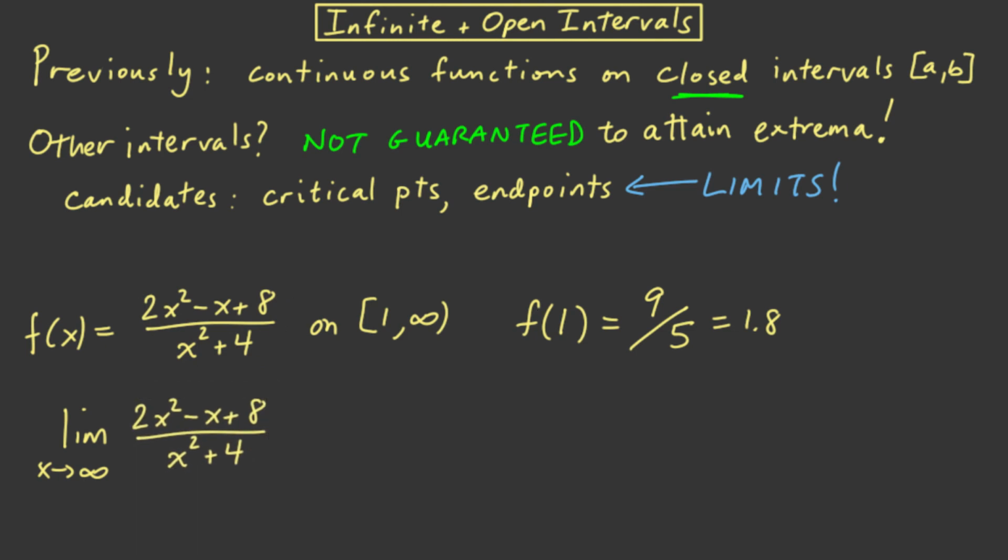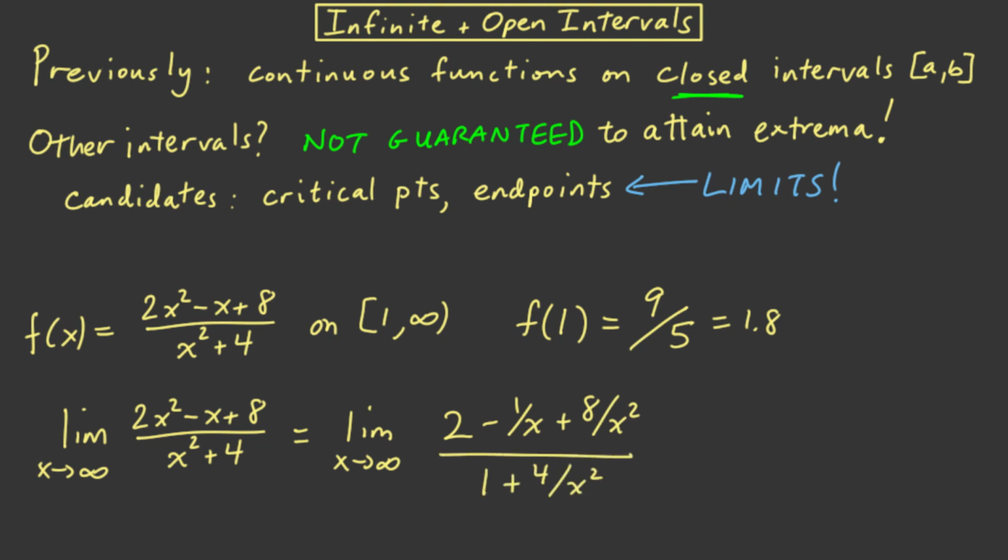All right, well, you should remember this. We can just divide the top and the bottom by x², and then we're going to get the limit as x approaches infinity of (2 − 1/x + 8/x²) over (1 + 4/x²). This term goes to 0, this term goes to 0, and this term goes to 0. So we're left with the 2 and the 1, and so the limit of this quotient is just 2.